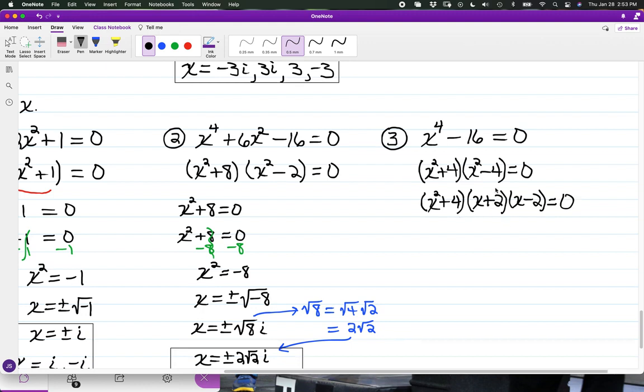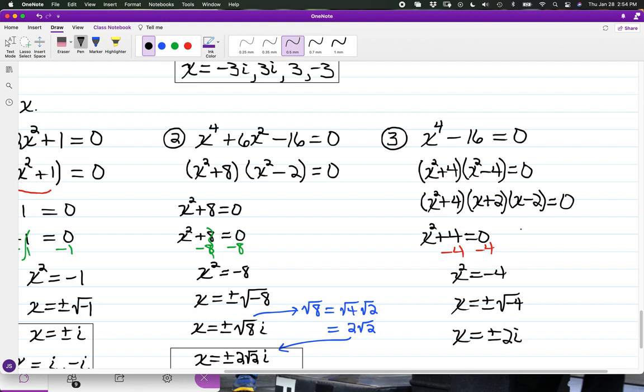And if I set each of the expressions to 0, we have x squared plus 4 equal to 0. If I take 4 away from both sides, we have x squared equal to negative 4. And going from x squared to x, we have plus or minus the square root of negative 4, so x is plus or minus 2i.